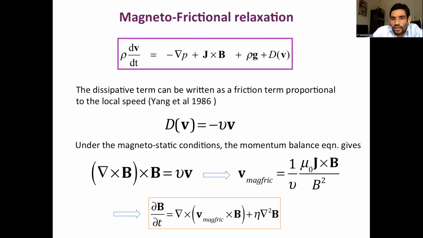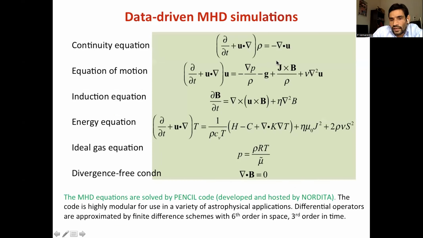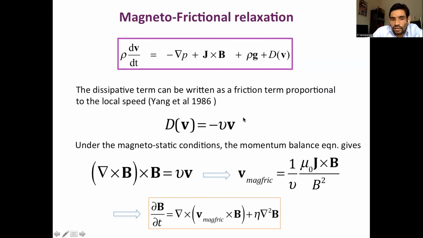There, the dissipative term, which in the earlier case comes from the viscous dissipation, is replaced here by a frictional term, that is a dissipative term proportional to the velocity. This was first proposed by Yang in 1986, and later some people applied it to solar active regions. In magnetostatic conditions, this equation yields the magneto-friction velocity, written like this.